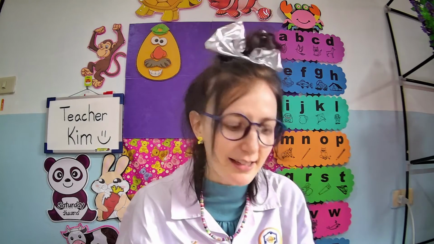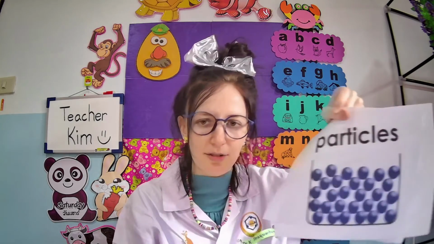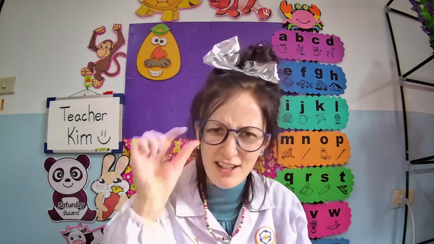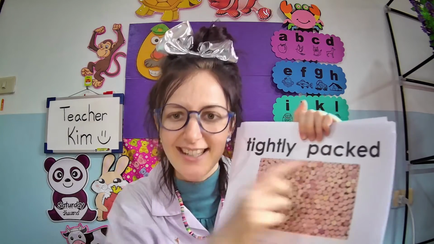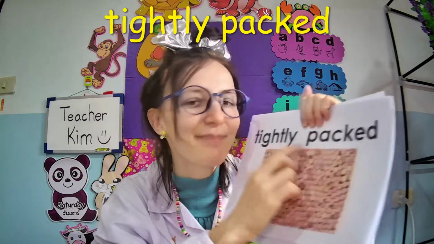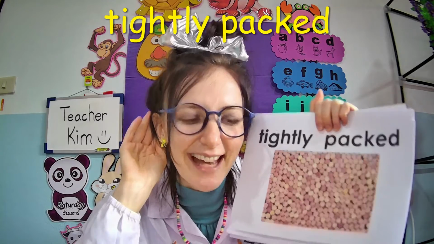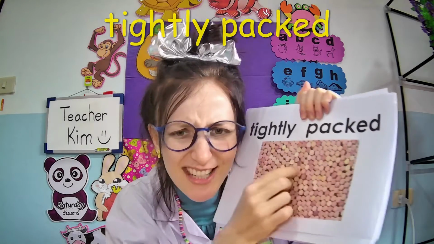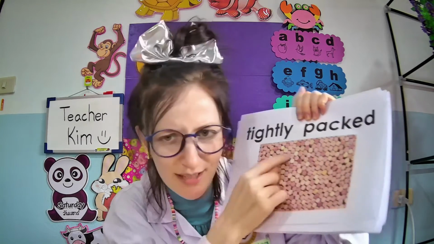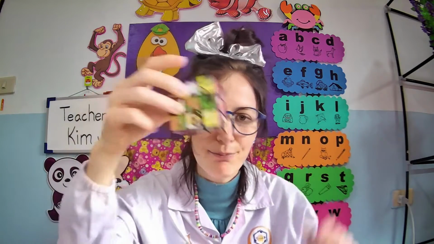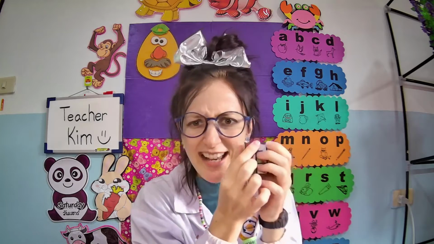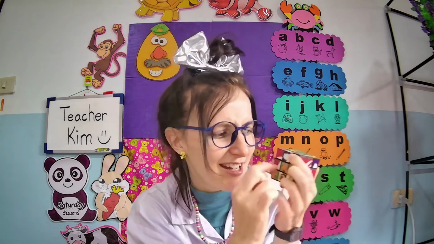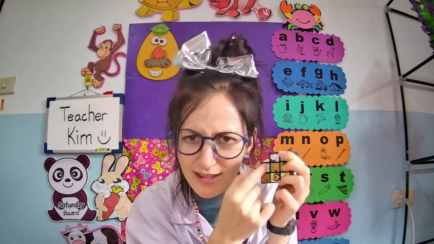And in a solid, all of the particles, all of the atoms are very, very close together. They are what we call tightly packed. Yes, they are very, very close together. There is no space between the particles. For example, in this cube, all of the cubes, they are tightly packed. They are close together. I cannot even get my finger in between the cubes.